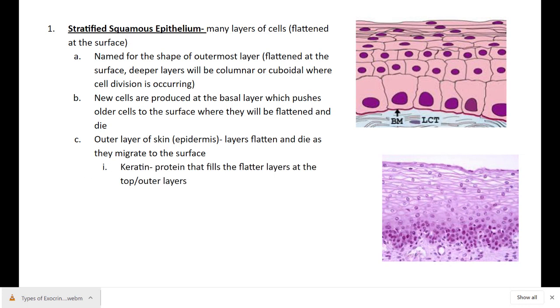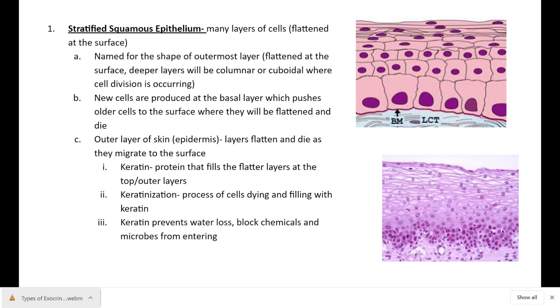In addition to dying, these skin cells are going to fill with a protein called keratin. And that process is known as keratinization. All right. Basically, they die, they fill with this protein. This protein basically helps to give a little bit more waterproofing, prevent substances from entering the body, and really provides an extra layer of protection, even though these cells are dead near the surface.